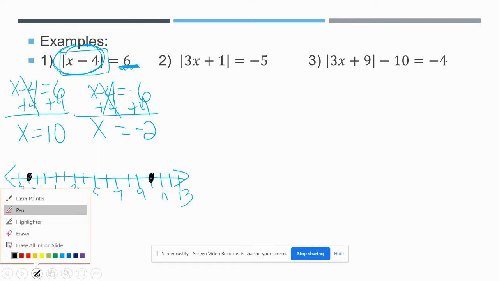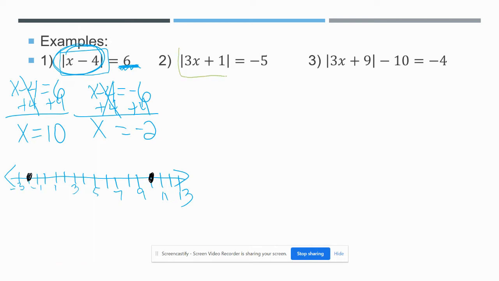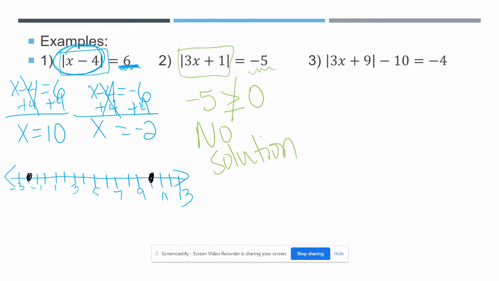Example 2. Always start by checking that the absolute value is alone. There's nothing touching either side of it except the equal sign, which is true. And then we check what it's equal to. It's got to be a number that's greater than or equal to 0. Well, negative 5 is not greater than or equal to 0. So this one has no solution. I can't even start it because there's no way for absolute value to be equal to a negative value.